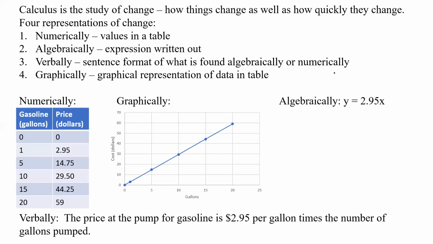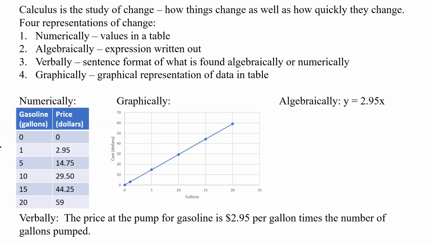Now numerically, that's usually values in a table. Algebraically, that's the equation expression written out. Verbally, that's going to be a sentence format of what is found algebraically or numerically. And then graphically, we have some kind of a graph representation of the data in a table. So if we look here, we have an example of all four.